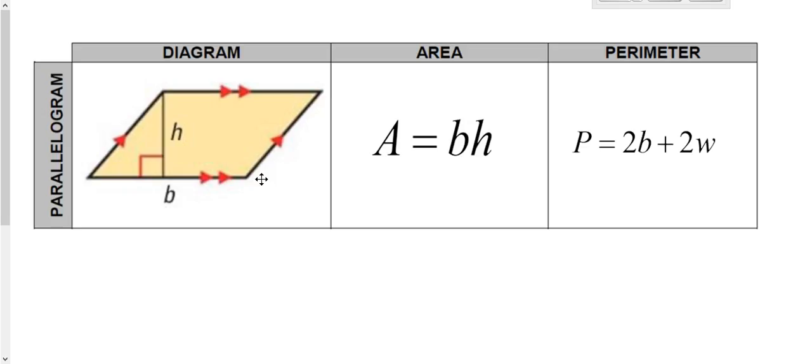The perimeter, like any other figure, is the distance around it. So you can see one of the sides we call a base, and there's two of them, so we have to add up those two sides, and that's why for perimeter we have 2 times the base. The other side, I'm just calling the width. You could call it anything you wanted, but this is W and this is W, and you can see we have two widths, similar to a rectangle. So the perimeter is 2 times the base plus 2 times the width.